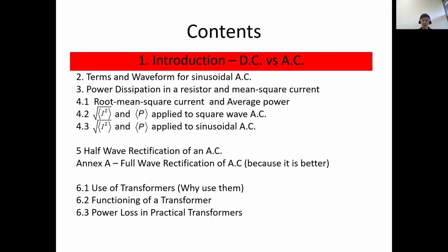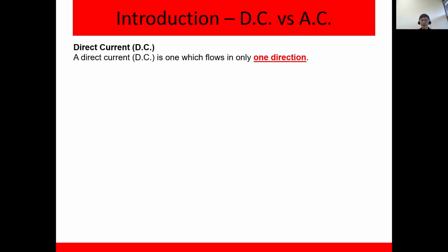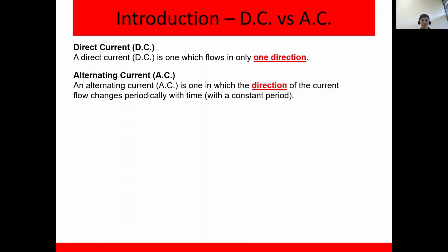So in this video, we'll be covering the introduction of DC versus AC. In DC, we know there is a direct current and it only flows in one direction. In alternating currents, the direction will change periodically with time. So it means that the direction will change, right? If it's moving from left to right, at a time later, it will be moving from right to left.